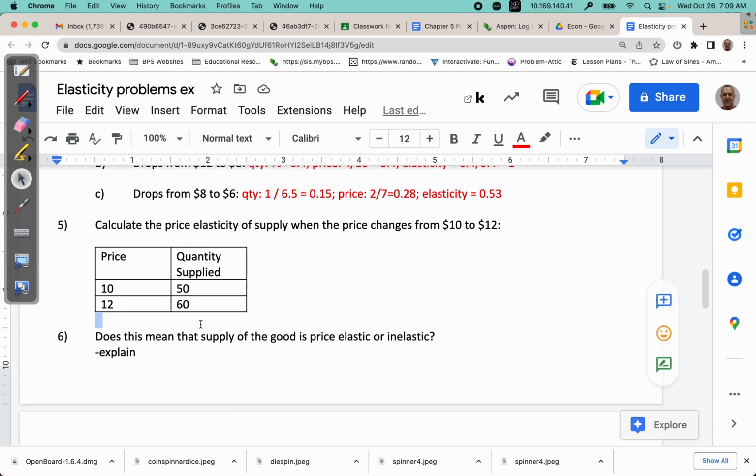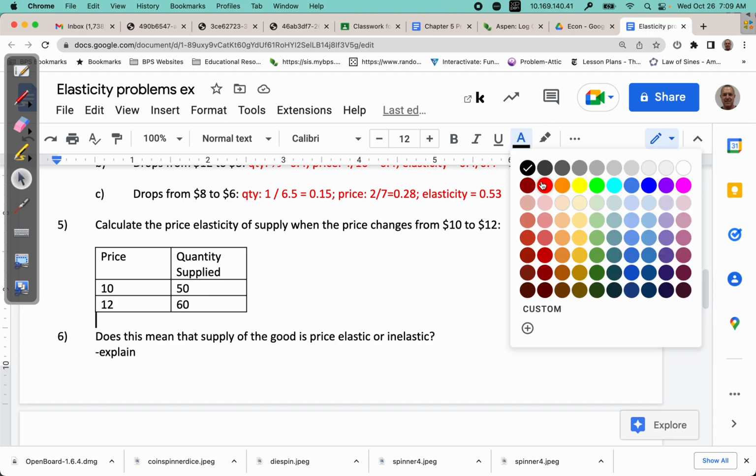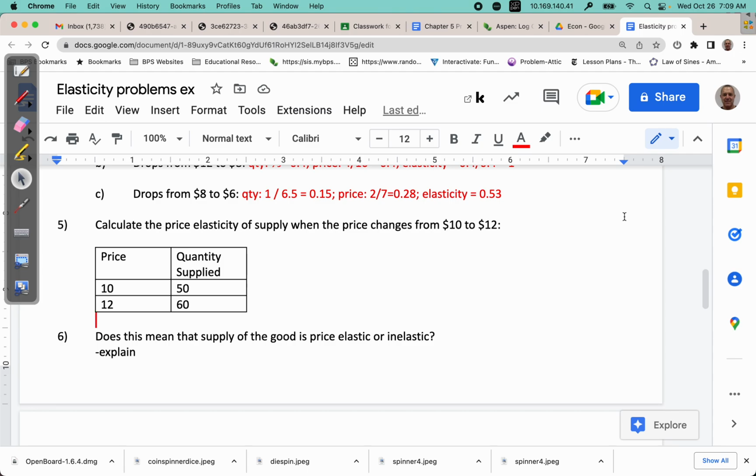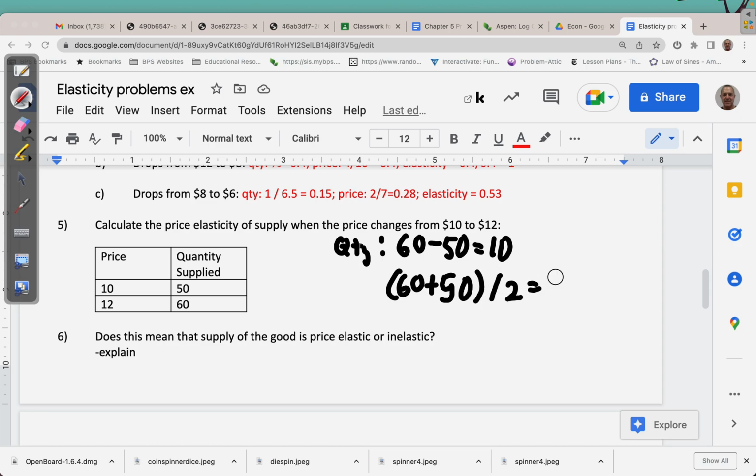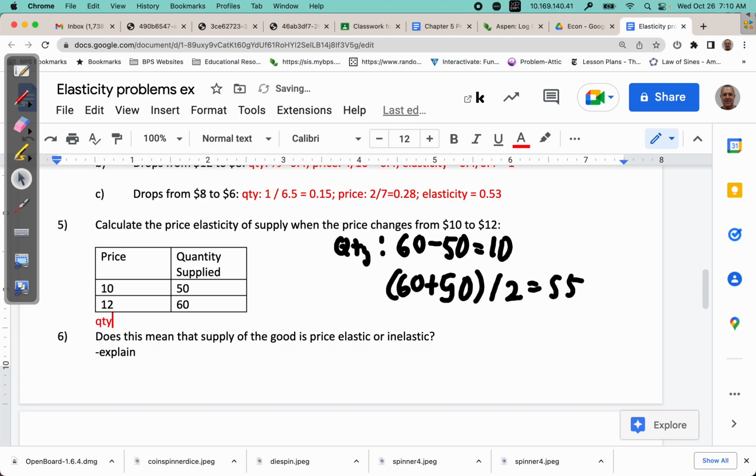All right, let's do some price elasticity of supply. It's going to be percent change in quantity divided by percent change in price. Let's do some similar math here. Quantity changed by 10. The average of 60 and 50, 60 plus 50 divided by 2, is 55. So we're going to type in quantity. The percent change is 10 out of 55, and that's about 0.18.